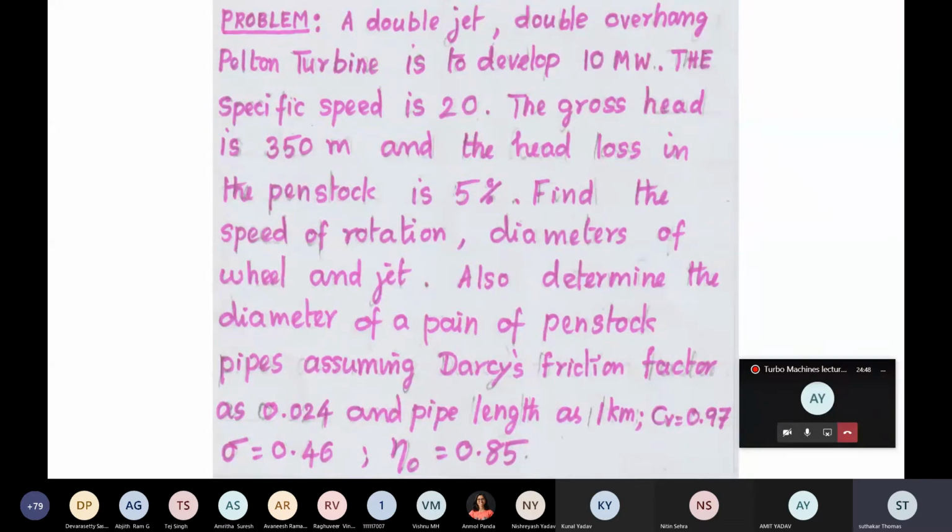So you are asked to find out the speed of rotation N, the diameters of the wheel, D_w, and D_j. You are also asked to find out the diameter of the penstock pipes. So there are two penstock pipes. So what is the diameter?